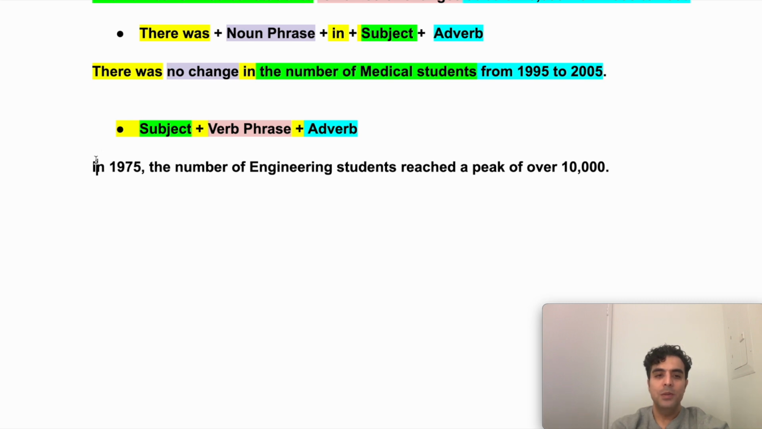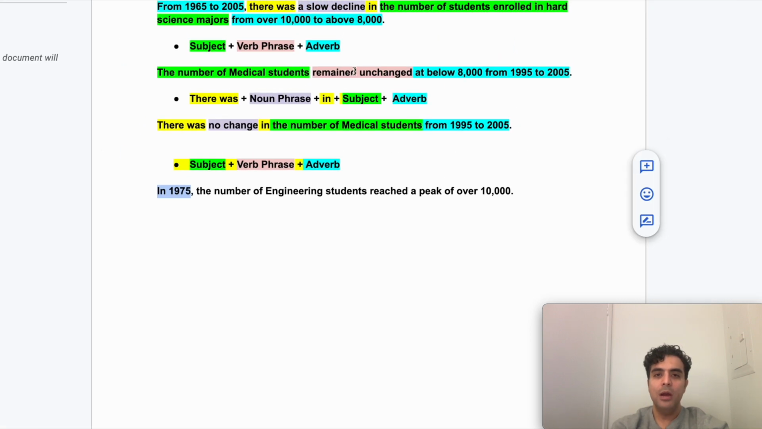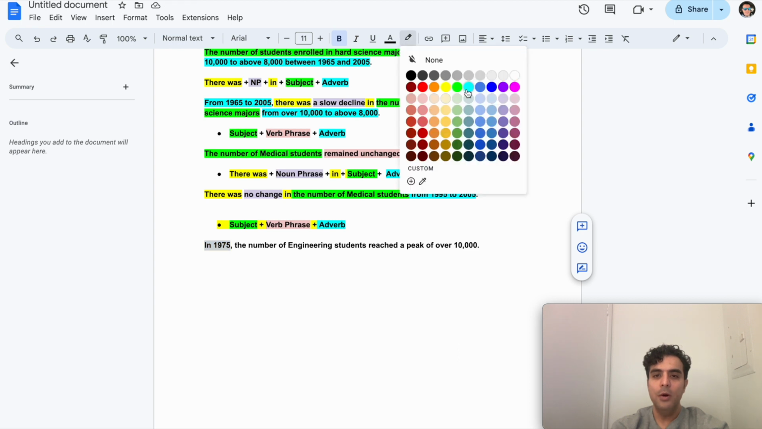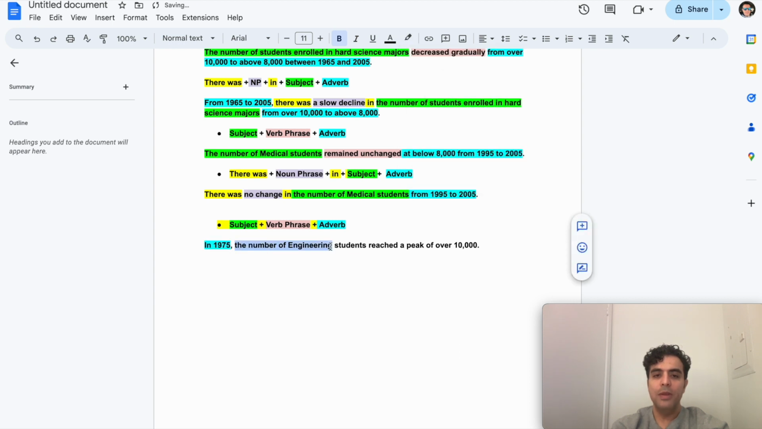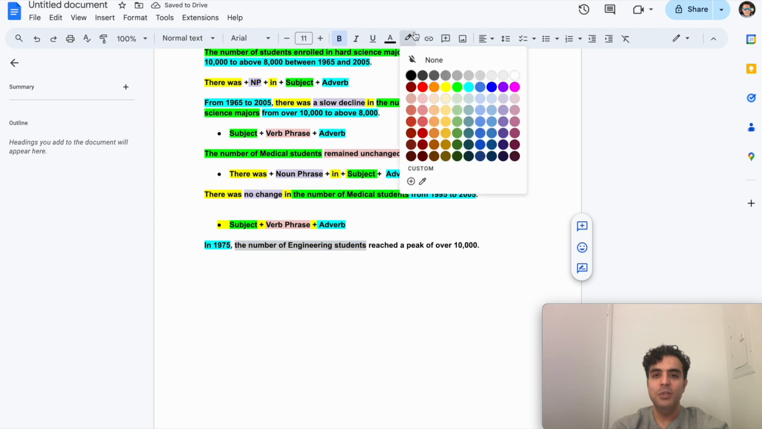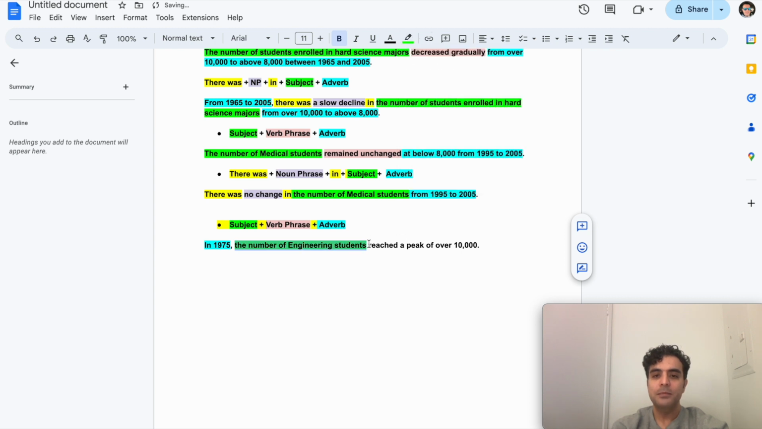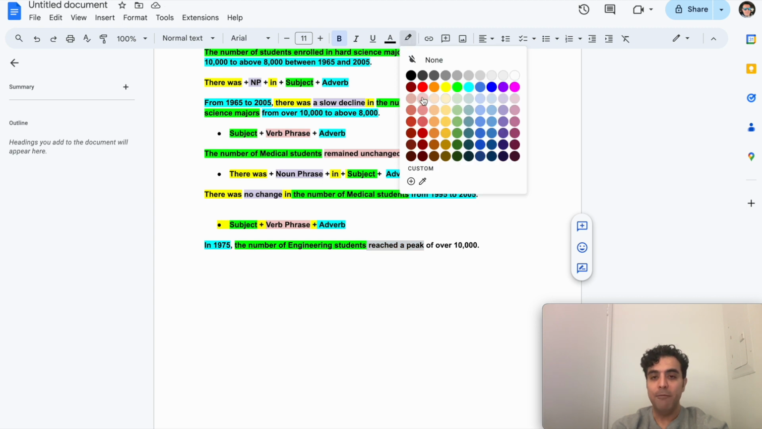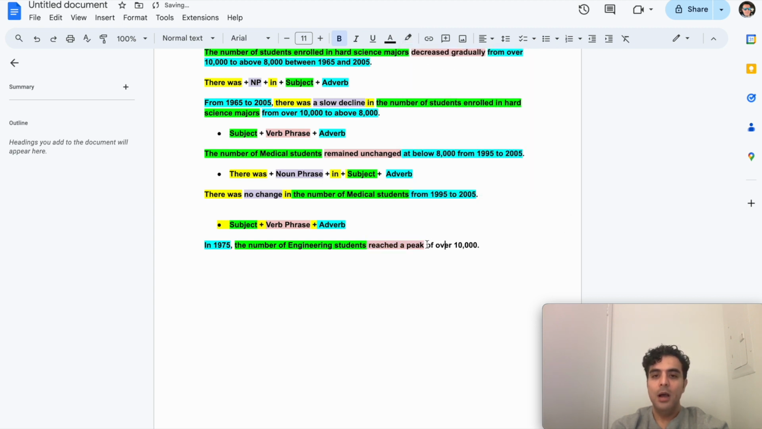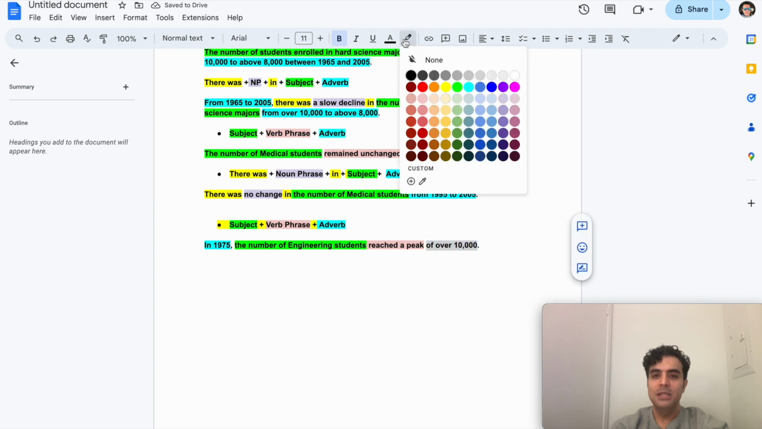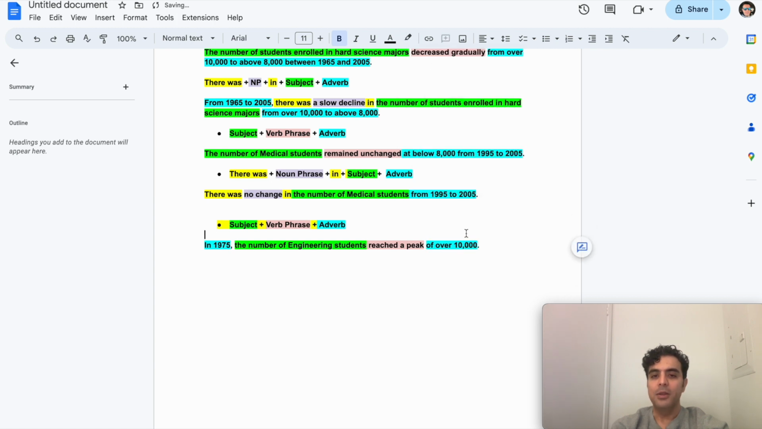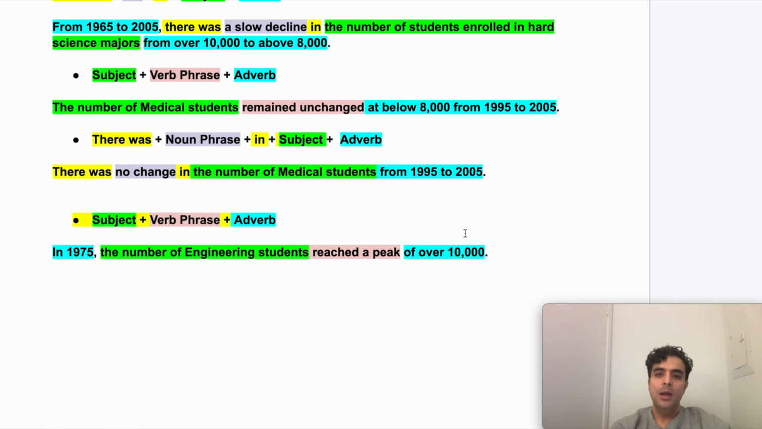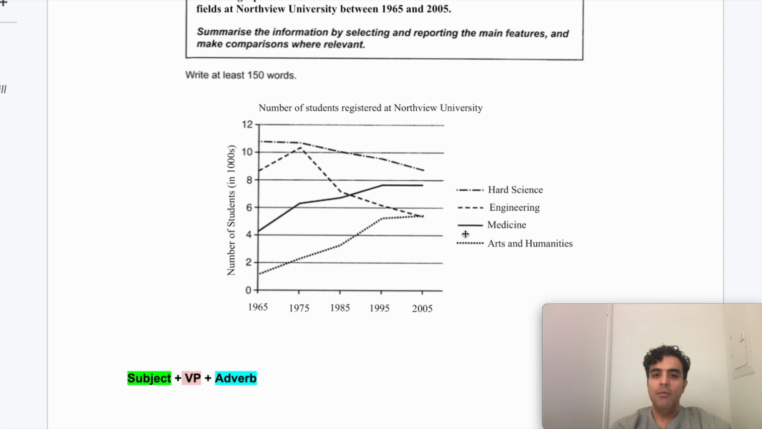10,000, and that's it. So in 1975, I'll highlight that in blue. The number of engineering students is my subject. I'm going to highlight that in green. Reached a peak is basically my verb phrase structure. Of over 10,000 is the other part of my adverb. It's the quantity, right? So here we also reviewed an example of how you could describe a peak.